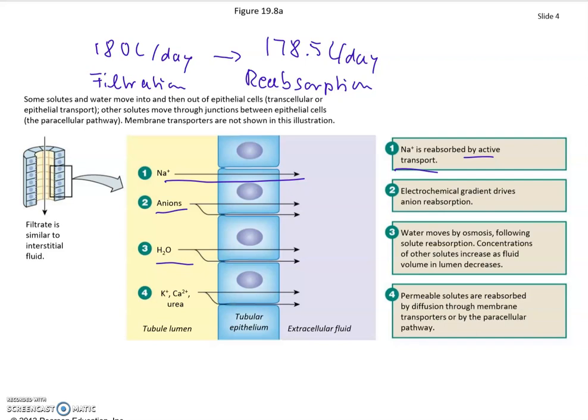As you are reabsorbing salts, the water moves by osmosis, and the concentration of other solutes increases as the fluid volume in the lumen decreases, so basically the water follows the salt. And here we have potassium, calcium, and urea. The permeability of these solutes depends on where you are in the tubular network, and you have a variety of transporters, or you also have paracellular pathways where you're going between cells, for example.